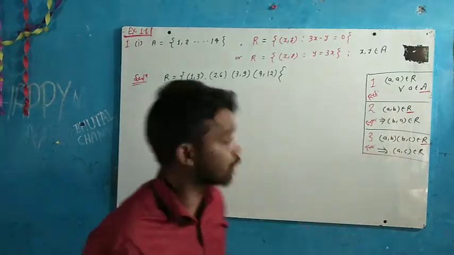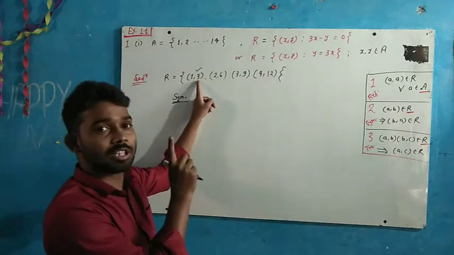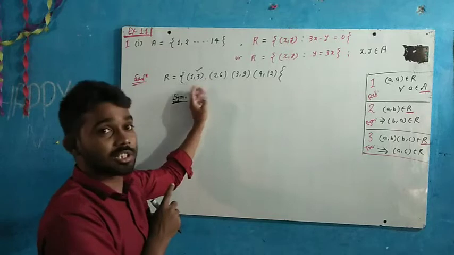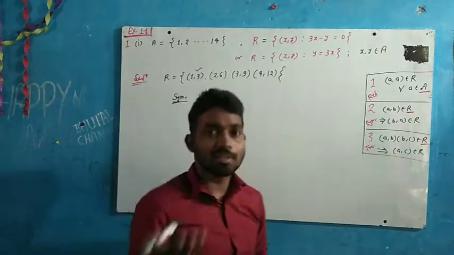Now see, (1, 3). Just check. If we change the position of 1 and 3, what do we get? (3, 1). Just check whether (3, 1) is present. It is not present, and hence it is not symmetric either.